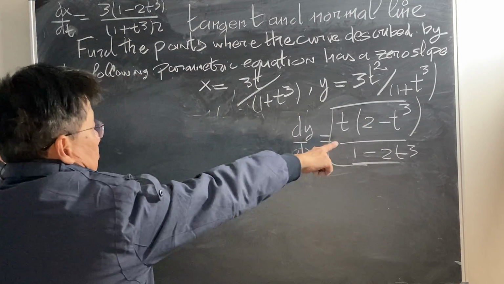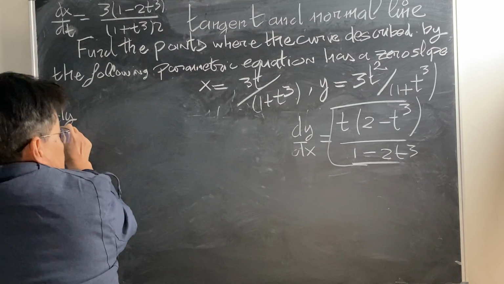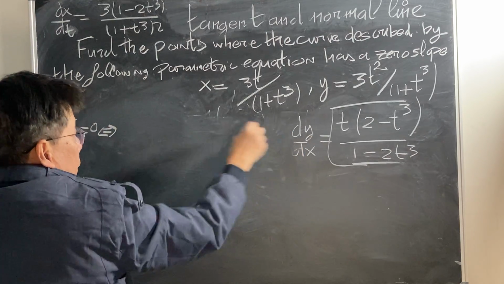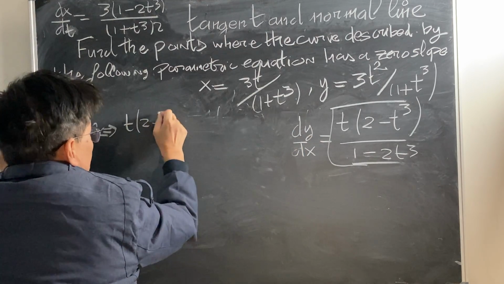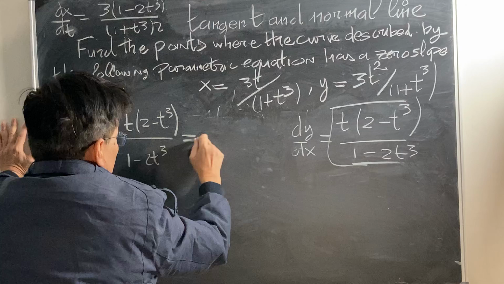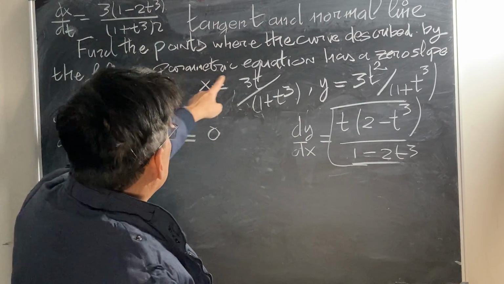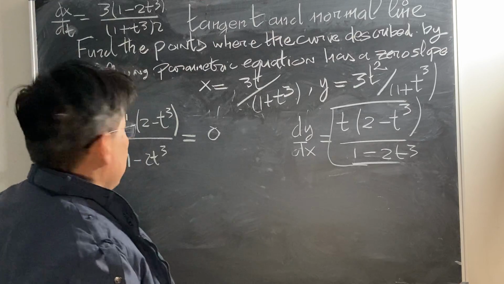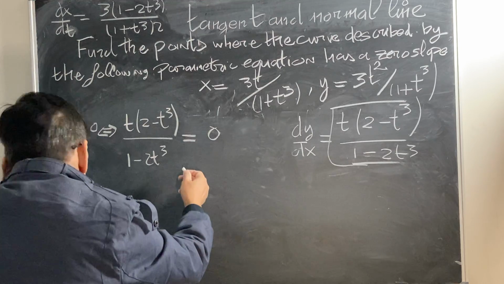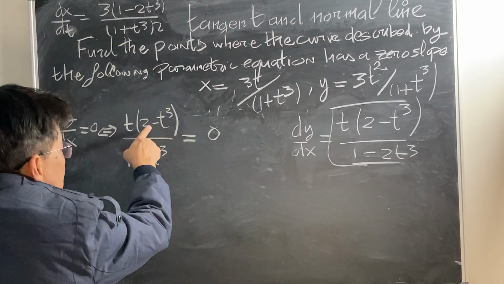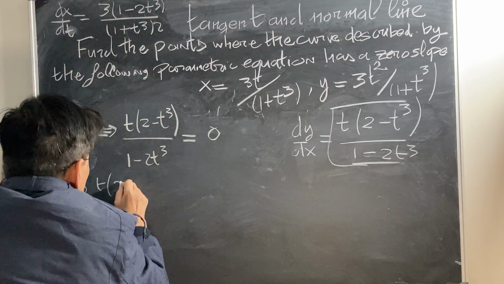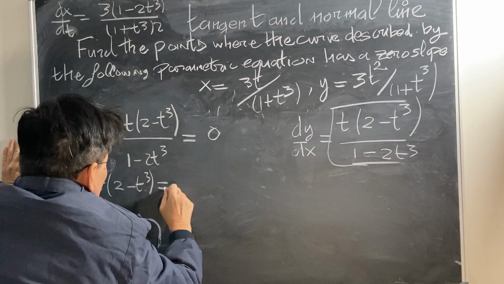So we set dy over dx equal to 0, which is equivalent to t times (2 minus t cubed) over (1 minus 2t cubed) equal to 0. This equation has the 0 slope, so that means the derivative equals 0. When a quotient, a fraction, equals 0, then the numerator equals 0. So that is equivalent to t times (2 minus t cubed) equal to 0.